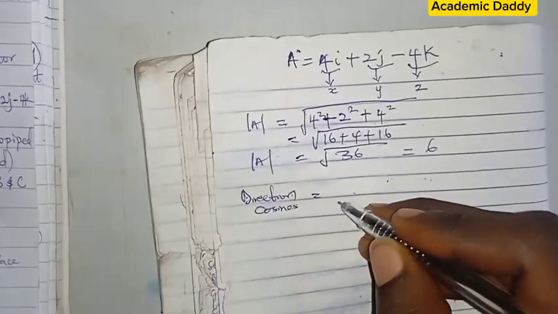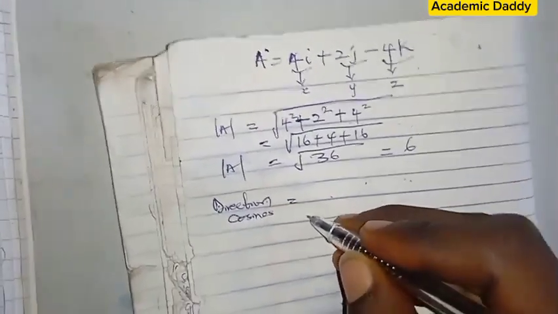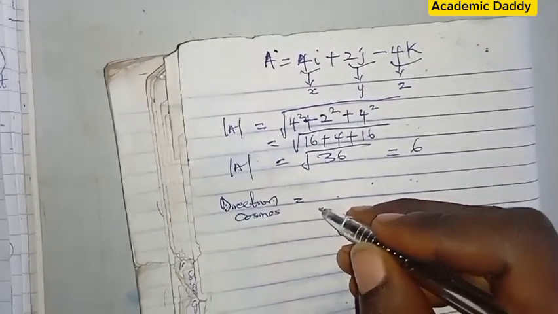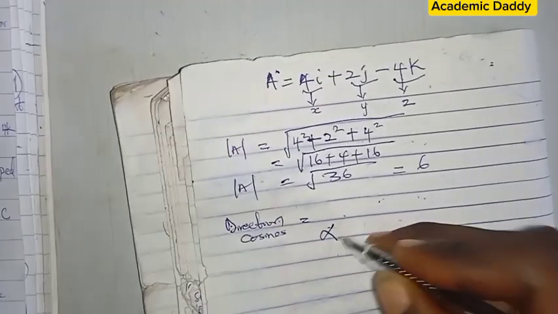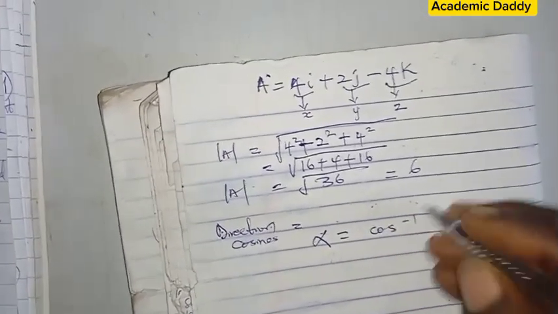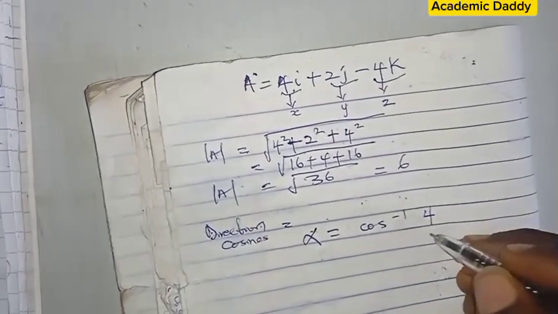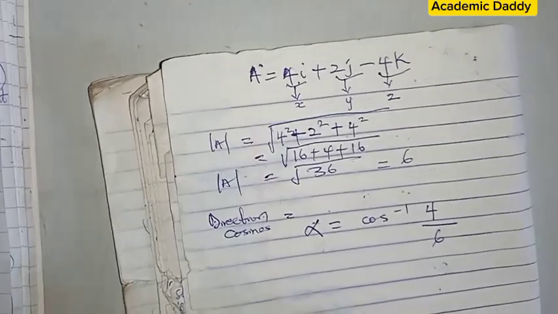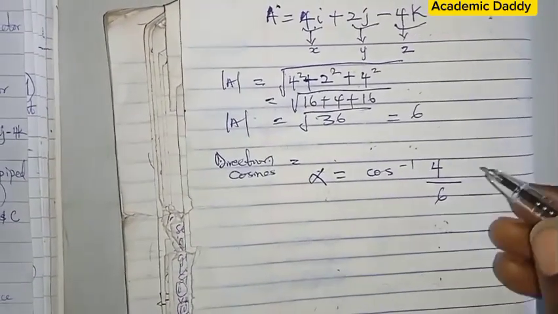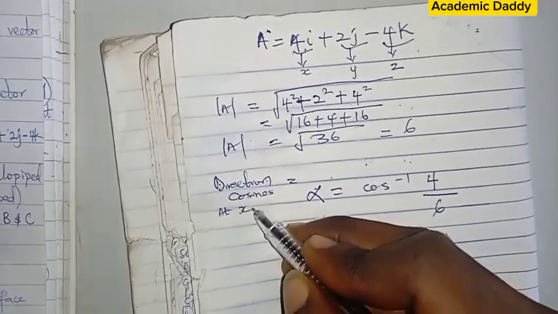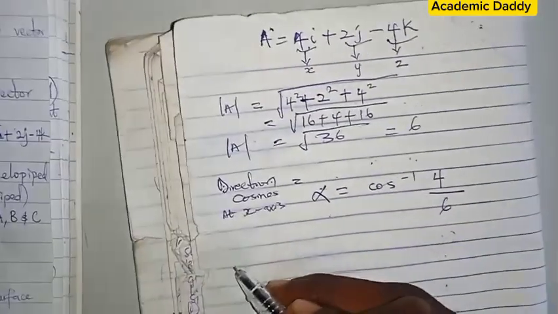So it simply means that the direction cosine for x, which we called alpha, or you can call it theta, you can call everything theta, but you can call it alpha to separate it. Whichever way, physics should not confuse you. Let this be alpha. Alpha will be equal to cos inverse of 4 all over the magnitude, which is 6. This is for alpha, the direction cosine at the x-axis.